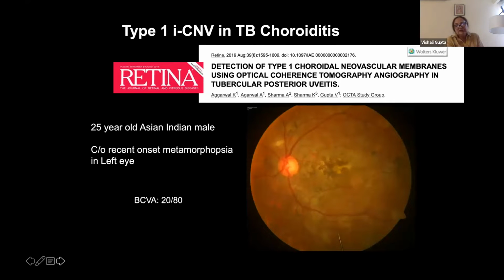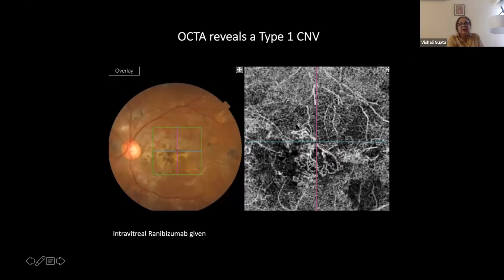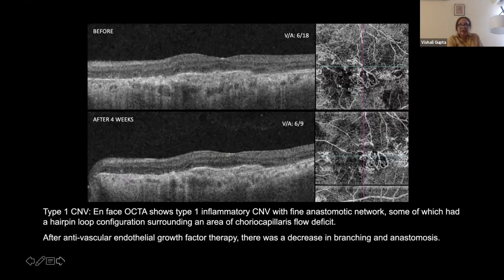Similarly, a lot of patients now we are seeing with serpiginous choroiditis, metamorphopsia, and you can use NGOCT very effectively to detect the underlying new vessels under the scars, which respond incidentally very well to anti-VEGF therapy.